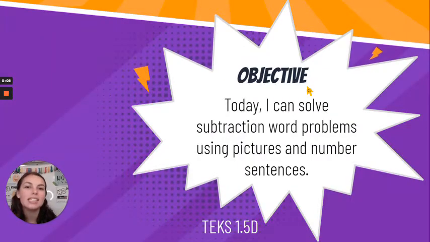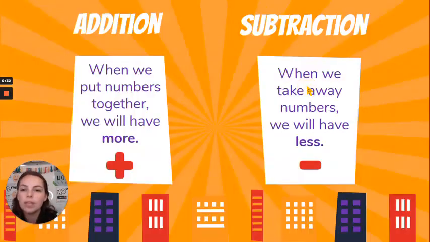Today's objective says today I can solve subtraction word problems using pictures and number sentences. And remember, for subtraction, I want you to hold your finger up sideways and pull it away, because in subtraction we use the minus sign, and this helps us remember that when we subtract, we always are taking away to get a smaller number. So addition is when we put numbers together, we're going to get more. And subtraction is when we take away and we will have less.